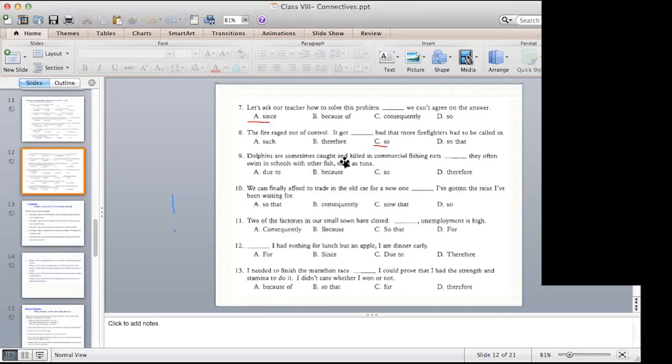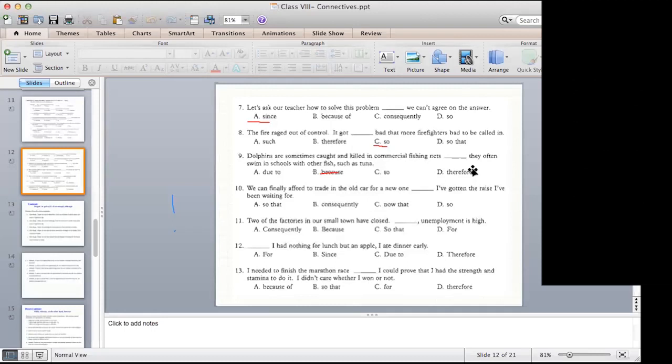All right? We can finally afford to trade in the old car for a new one. I've gotten the raise I've been waiting for. Now, which one should we use here? We can finally afford to trade in the old car for a new one. I've gotten the raise I've been waiting for.